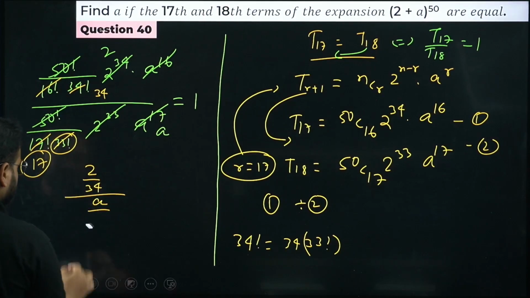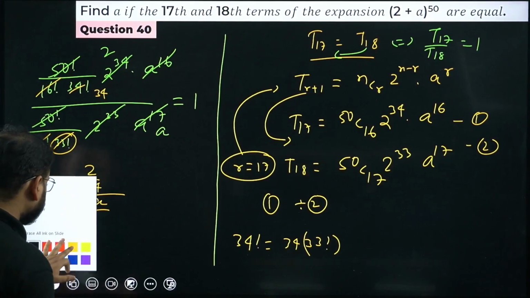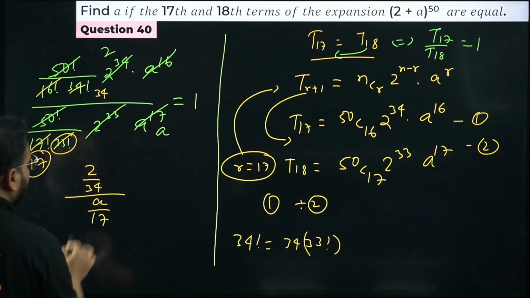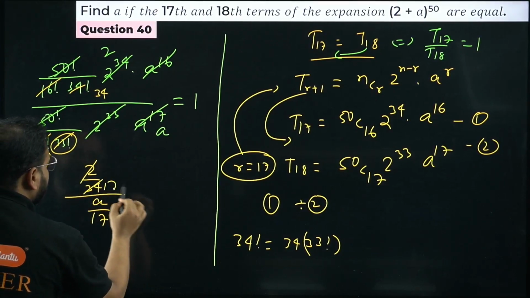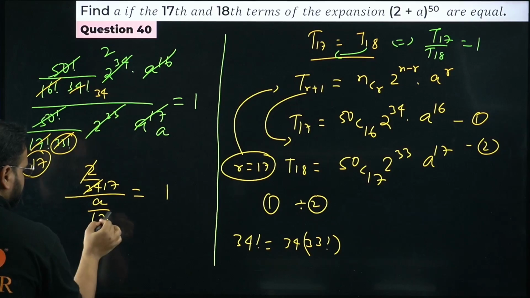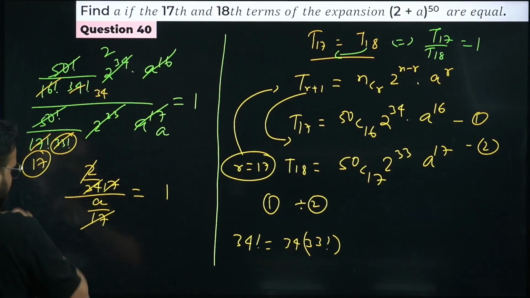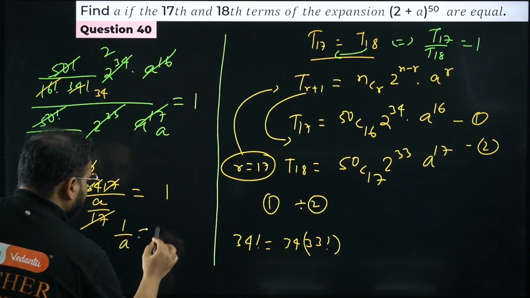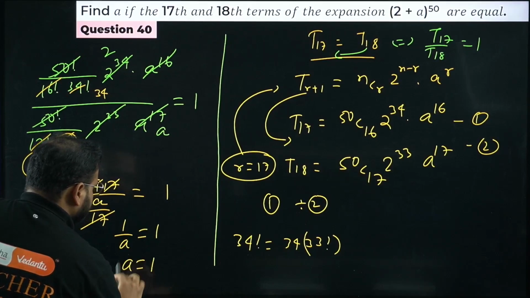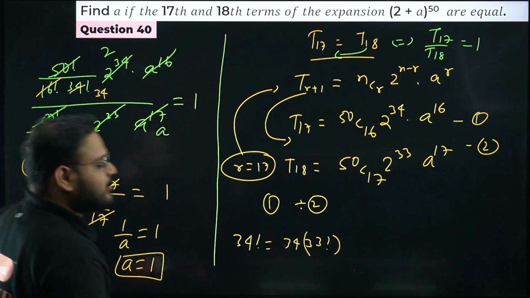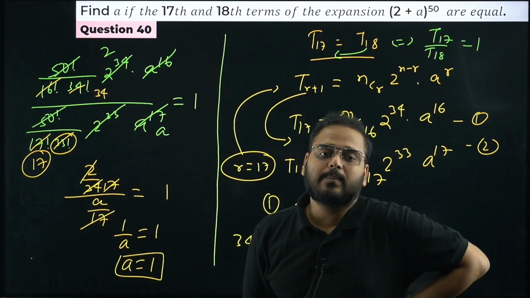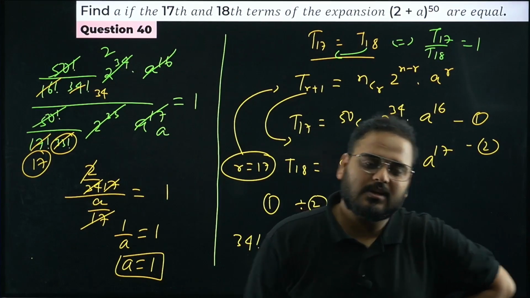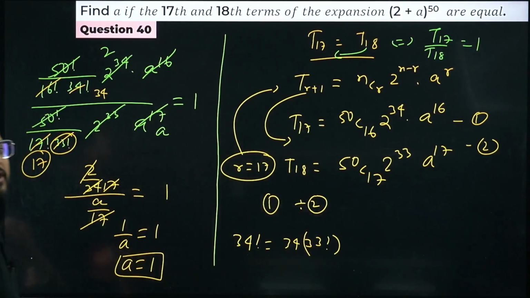Silly mistakes. 1 second, sir. Please be a little patient with me. This is getting cancelled with 17. I have only 1 left here. This also is cancelled. So I have nothing left here but 1 by a equals 1. It means a equals simply 1. If you're not sure with the calculation, do it yourself. Very simple, actually. Please check. 40th is done.